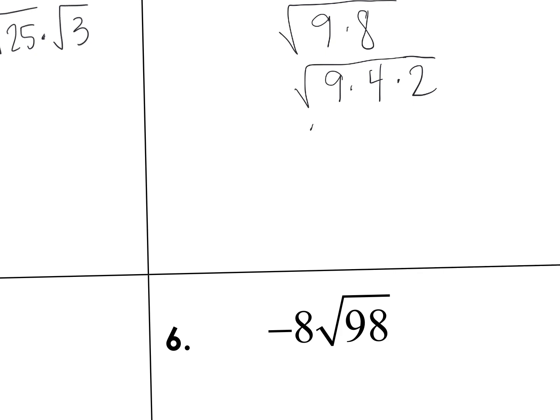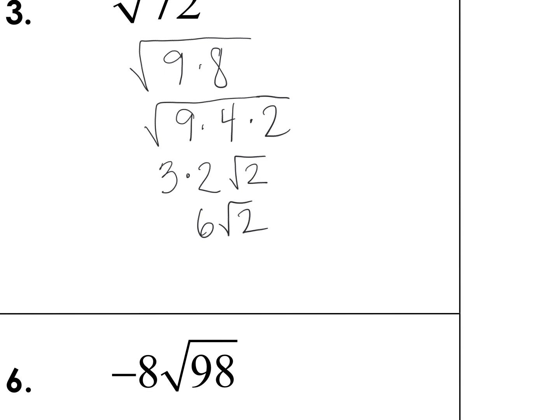The square root of 9 is 3, the square root of 4 is 2, but this isn't 32, this means I'm multiplying, and then I have a root 2 left over. And then I multiply these numbers in the front and get 6 root 2.